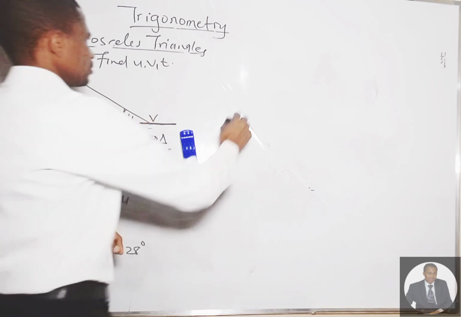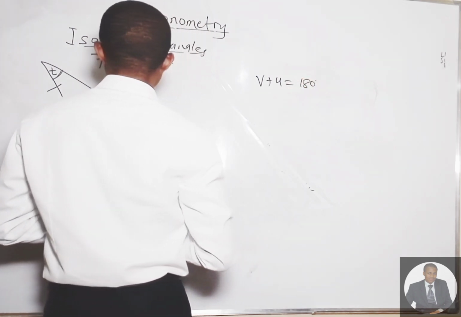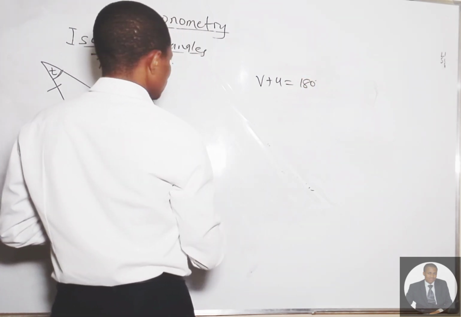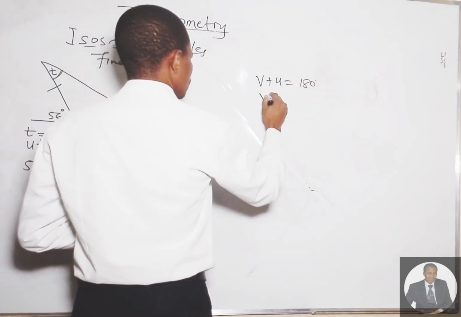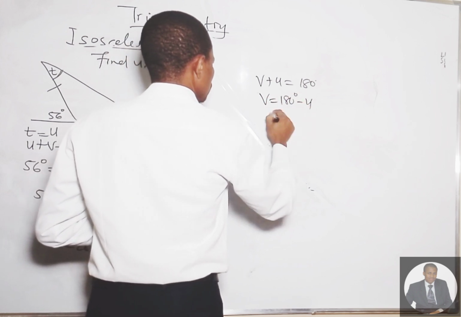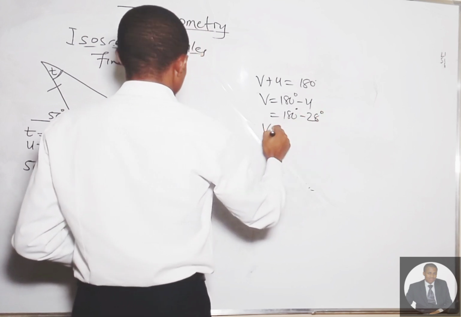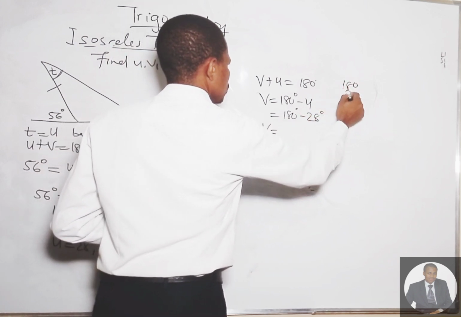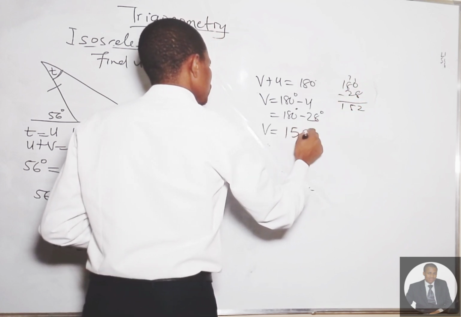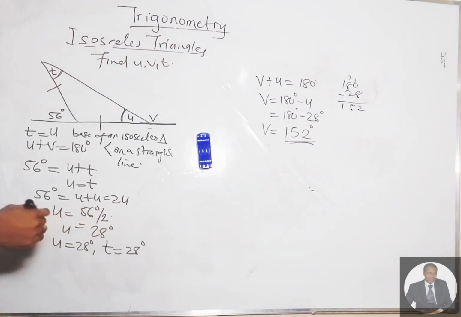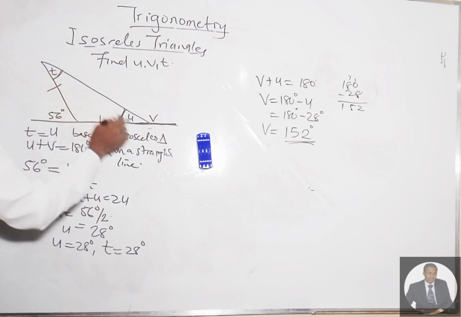So this exterior angle is equal to these two opposite angles. Now how do we find V? V plus U equals 180. That's the easiest way to find V here. So V will be 180 minus U, and that's 180 minus 28 degrees. So V will be 152 degrees. Angle on a straight line, 180. Exterior angle equal sides.